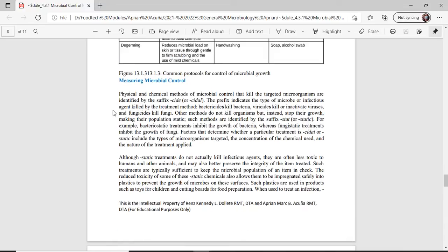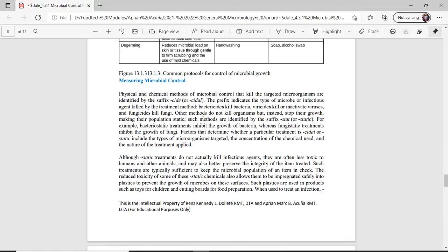Now, measuring your microbial growth. Okay, physical and chemical methods of microbial control that kill the targeted microorganisms are identified with the suffix cide or cidal. The prefix indicates the type of microbe or infectious agent killed or the treatment method. Your bactericides kill bacteria. Your viricides or virucides kill viruses. And your fungicides kill fungi.